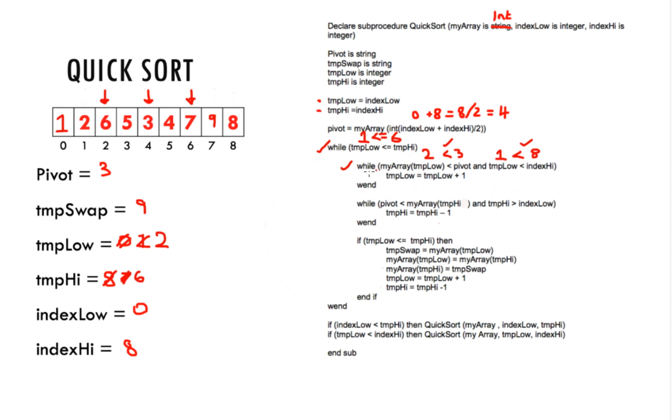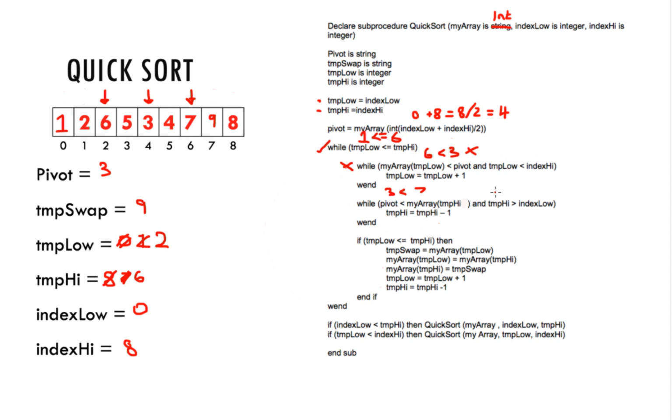Again, because I'm in a while loop, I evaluate the condition now, so I say while my array at temp low being 2, that gives me the value of 6. While 6 is less than 3, already I know that's going to fail because 6 is not less than 3. So we fail that while loop, and then I move down to the second one and say while the pivot point of 3 is less than my array at temp high. Temp high has a current value of 6, which gives me the value in my array of 7.